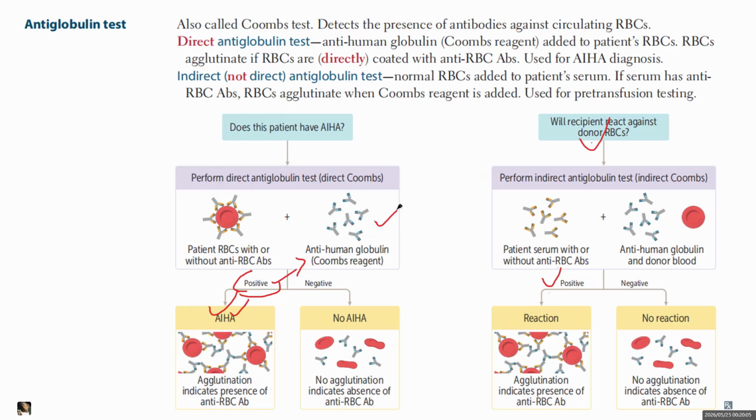So that is why many students confuse the direct and the indirect, because both tests use the Coombs reagent and both can show agglutination. But do not memorize based only on the reagent. Both use Coombs reagent. Instead, memorize based on the sample. In the direct Coombs, the patient's red blood cells are used, and in the indirect Coombs, the patient's serum is used. I hope this is absolutely clear to you guys.